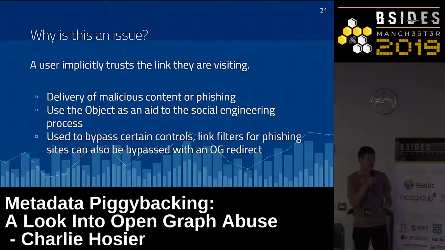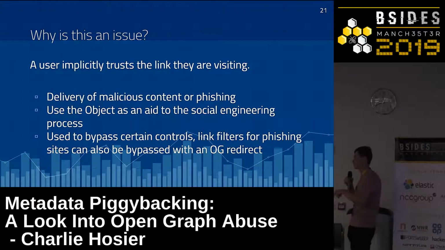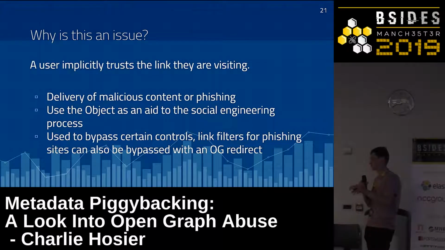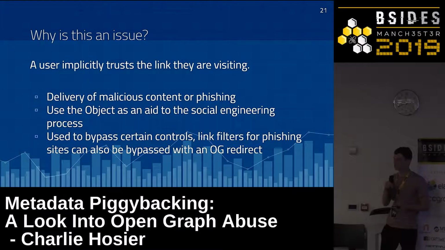And you can also use this to bypass certain controls. So you've got link filters for phishing. Using this Open Graph redirect, you're not initially sending the link to the phishing site straight away. Instead, it caches the object and then you change the redirect to send users to the phishing site, so you can bypass link filters of this sort.